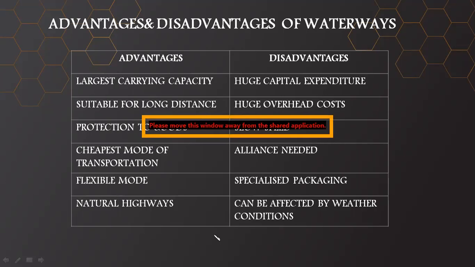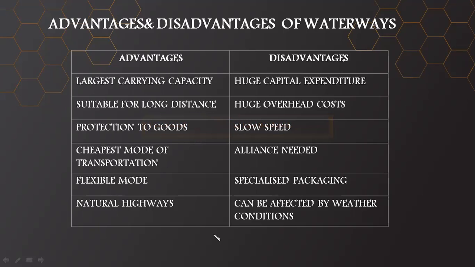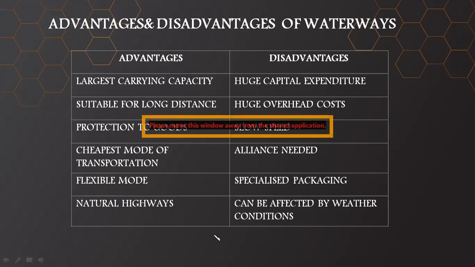So what happens? If it is a very large ship, it cannot come near to the port. For example, if the port is a shallow port, the base of the ship will touch the ground. So in such cases, it cannot come near to the port. So it will be stationed or anchored at some other location. From there, we will have to use barges or any other smaller boats in order to bring the goods near the port. So that is alliance needed. Sometimes such kind of support will be required.